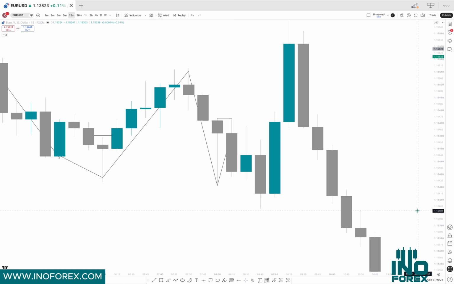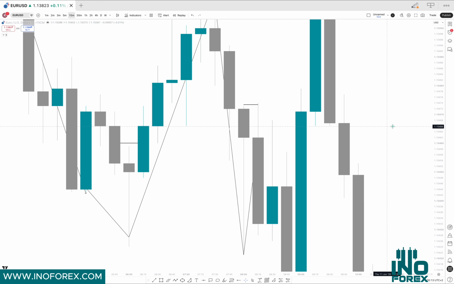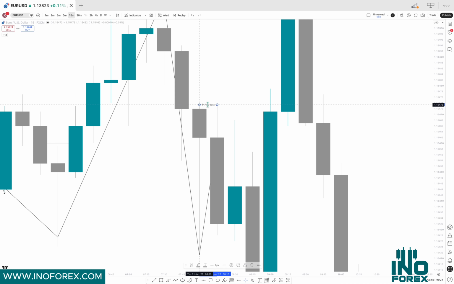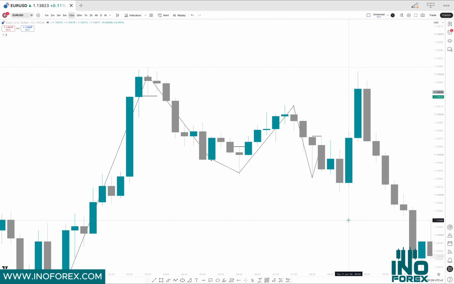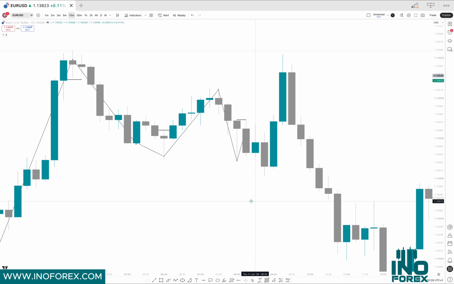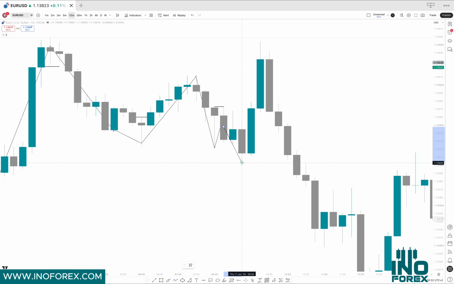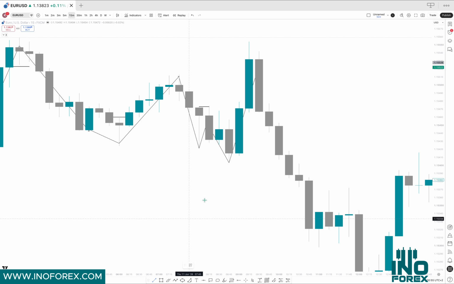Let me show you clearly. As you see, the market breaks a previous candlestick high. So this is a valid pullback. It's a small pullback. Again, the market pushes to the downside and then creates another pullback. Why is this a valid pullback? Because the market breaks a previous candlestick high.